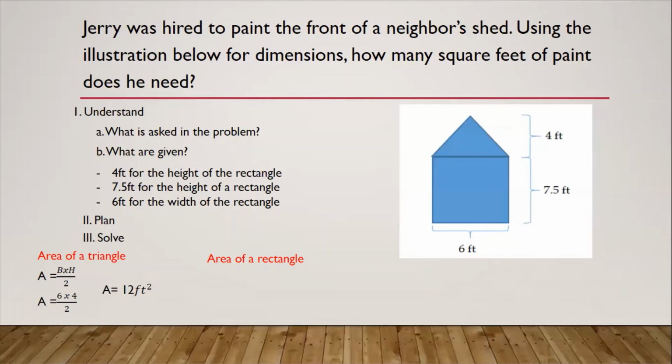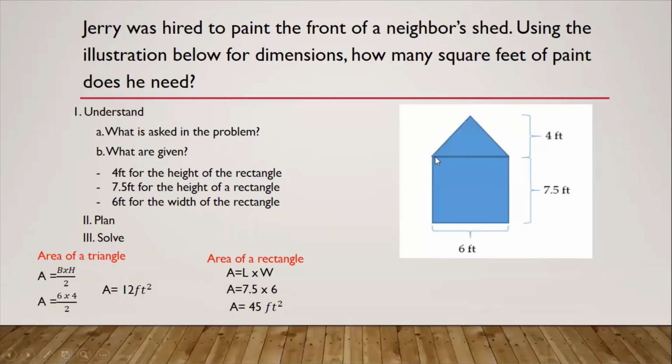This time, let's proceed to the area of the rectangle. In solving the area of our rectangle, we use the formula area is equal to length times width. Wherein for the length, that is 7.5, and for the width, that is 6. So 7.5 times 6, we get the answer of 45 square feet.